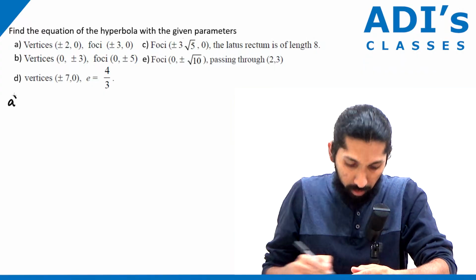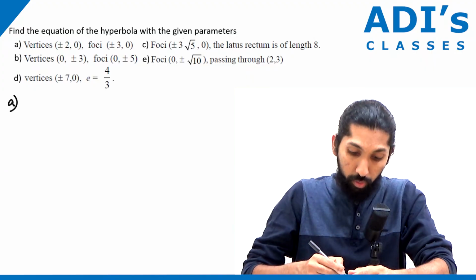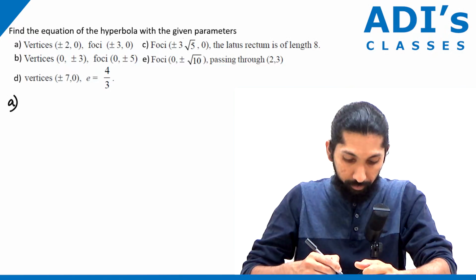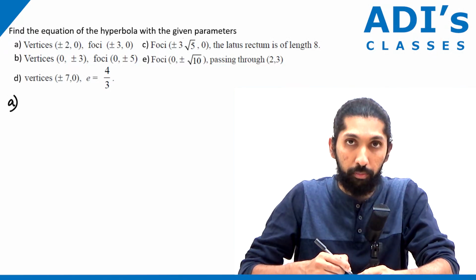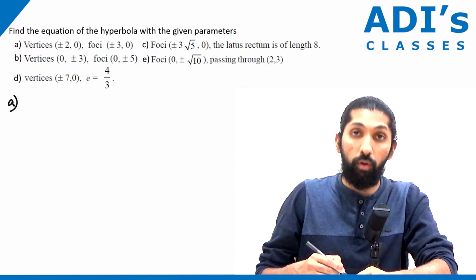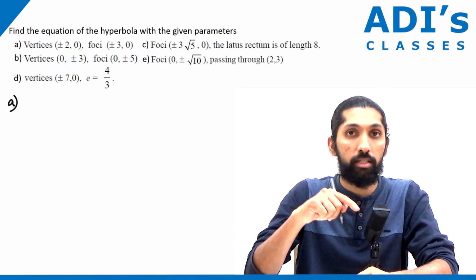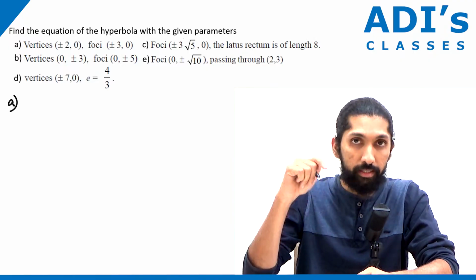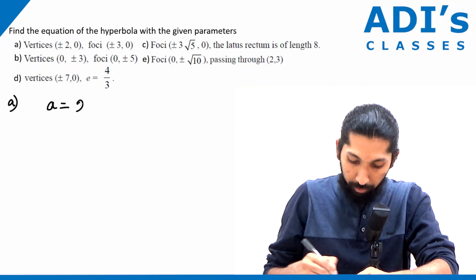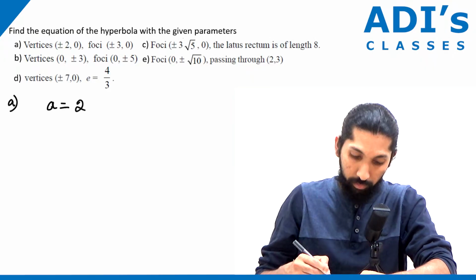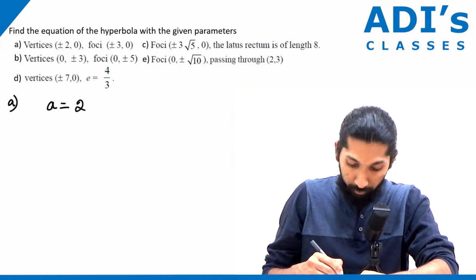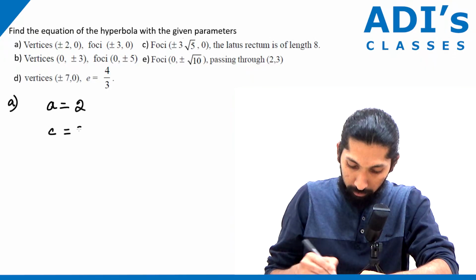So here, vertices plus or minus 2, foci plus or minus 3. That means this is a transverse hyperbola, correct? It's not a conjugate, it's a transverse one. So a vertex is given by plus or minus a comma 0, correct? The two vertices. That means here the a value is going to be 2. The first part is done. Next, foci is given to be plus or minus 3. That means c value is 3.